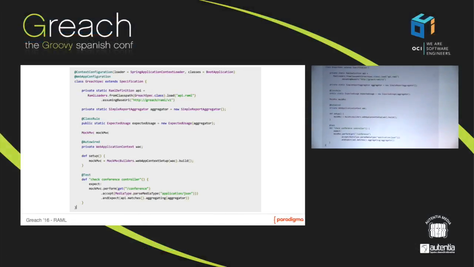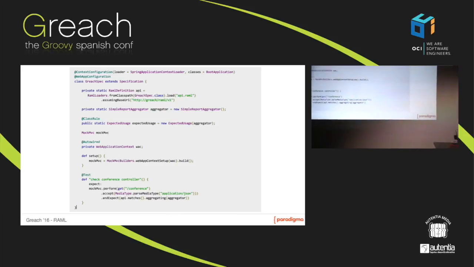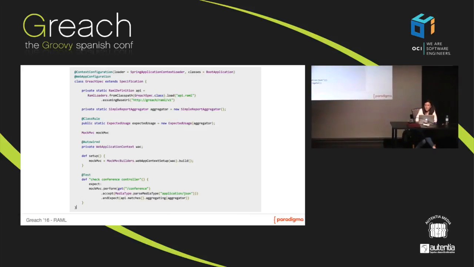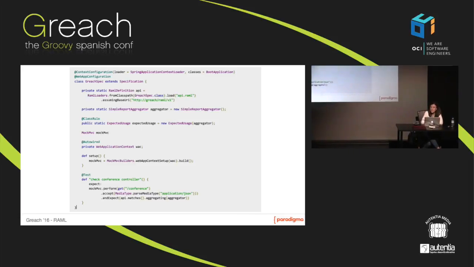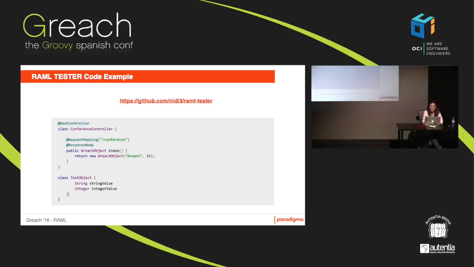Here we have a little example. Using TDD principles, I could write a Spock test using the RAML tester library. And we specify the API RAML doc and the URI, and test if our API matches with the spec. So now I could write a REST controller and a class that matches the specification, as you can see here.